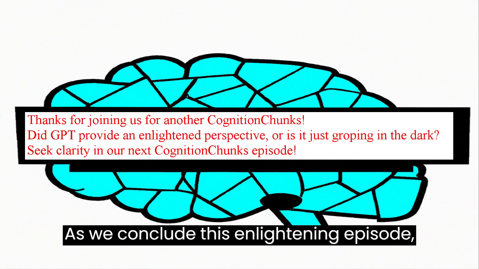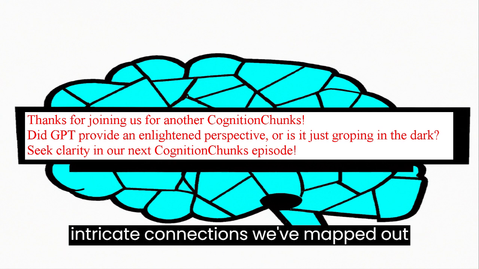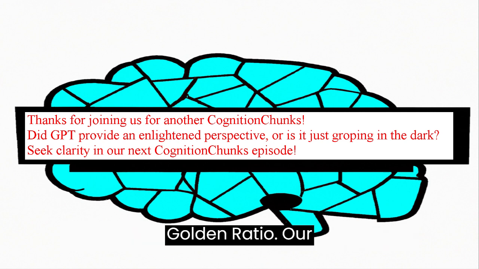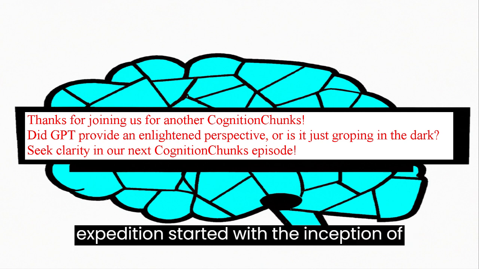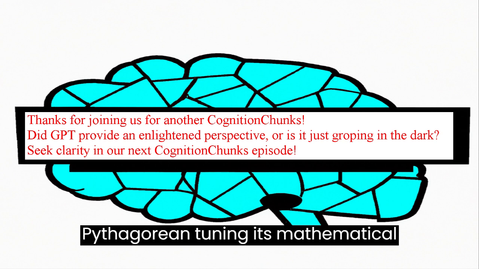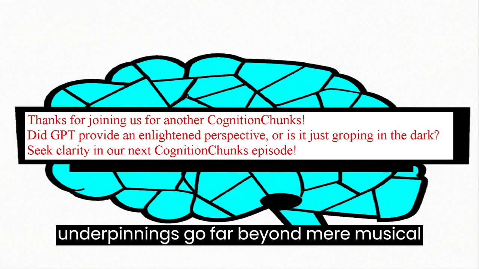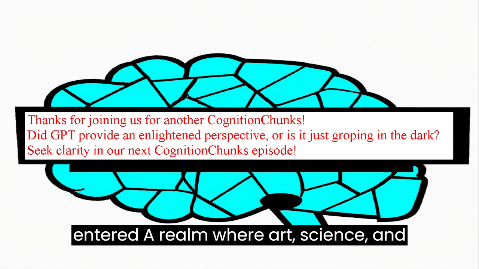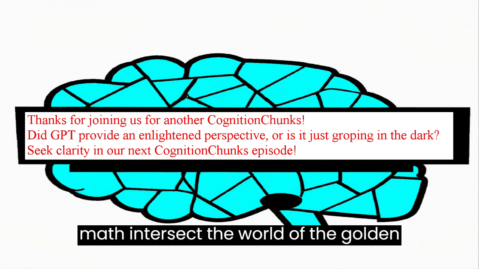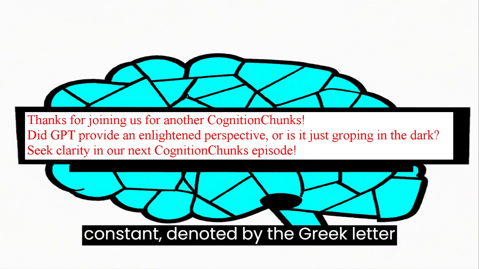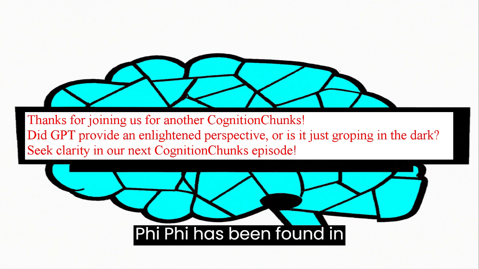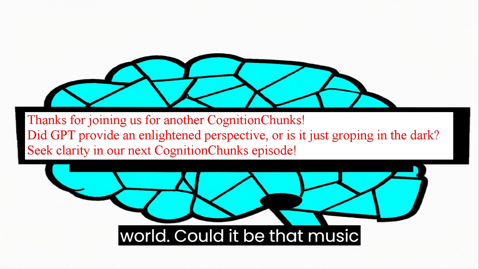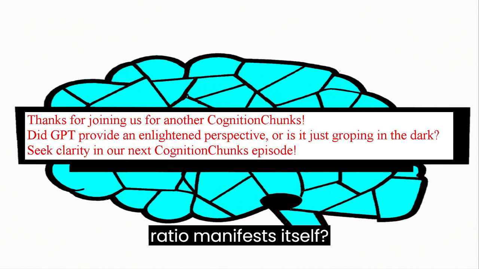As we conclude this enlightening episode, let's pause and recapitulate the intricate connections we've mapped out between the world of Pythagorean tuning and the mesmerizing phenomenon of the golden ratio. Our expedition started with the inception of Pythagorean tuning, its mathematical precision and how its philosophical underpinnings go far beyond mere musical practice. But then, we entered a realm where art, science, and math intersect, the world of the golden ratio. This mysterious constant, denoted by the Greek letter phi, has been found in architecture, art, and even the natural world. Could it be that music is yet another medium through which this ratio manifests itself?